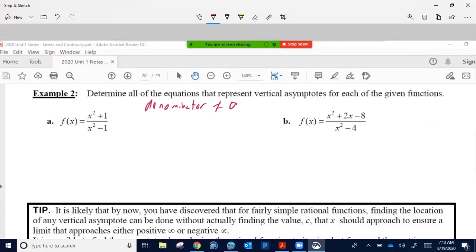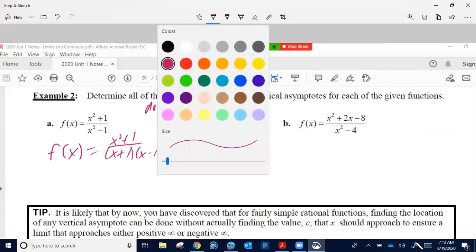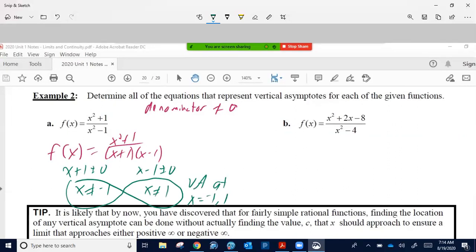So where does that happen? Where does the denominator equal 0? Well, take the denominator, put it equal to 0, and solve. Again, I always like to factor things. Factoring things is good. So for instance, x squared plus 1 does not factor. That's a sum of squares. Those do not factor. But x squared minus 1 does factor into x plus 1, x minus 1. Those two pieces cannot be 0. So we're going to say x plus 1 cannot be 0, x minus 1 cannot be 0. Therefore, x cannot be negative 1, x cannot be positive 1. Both of these would be vertical asymptotes. Vertical asymptote at x equals negative 1 and positive 1.